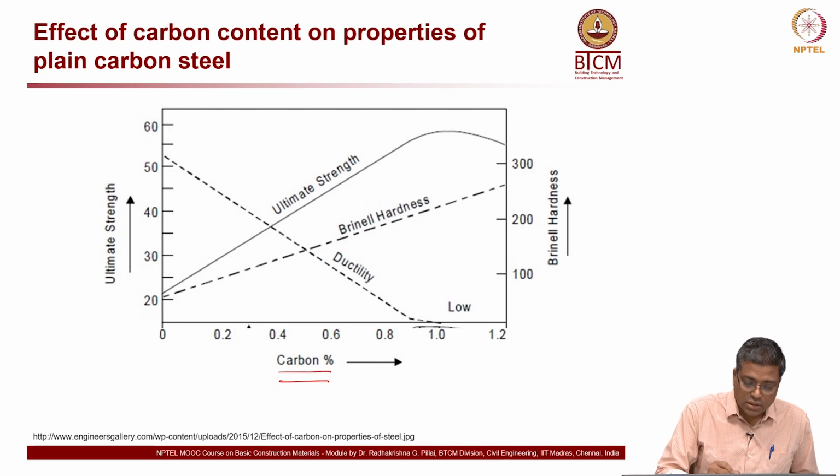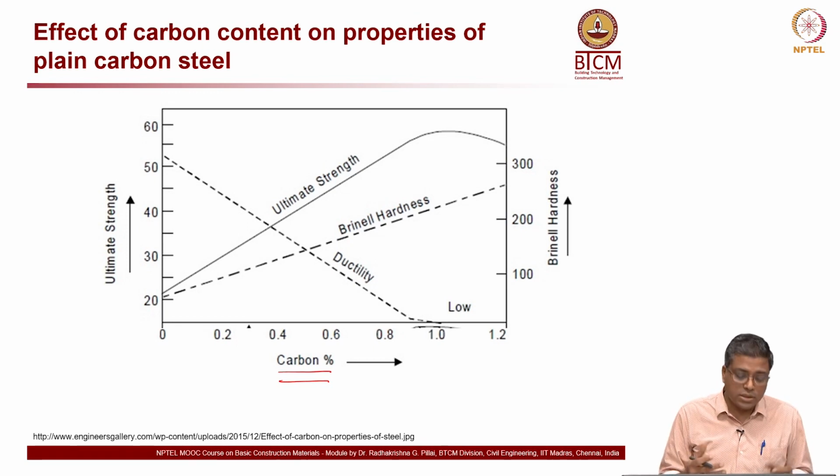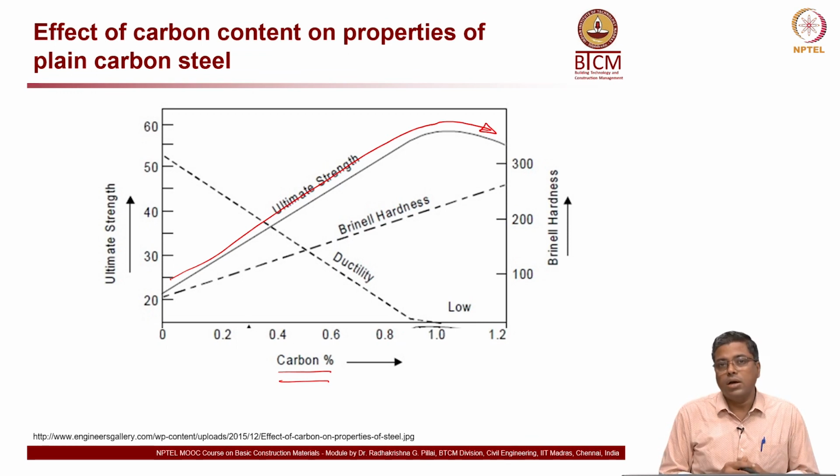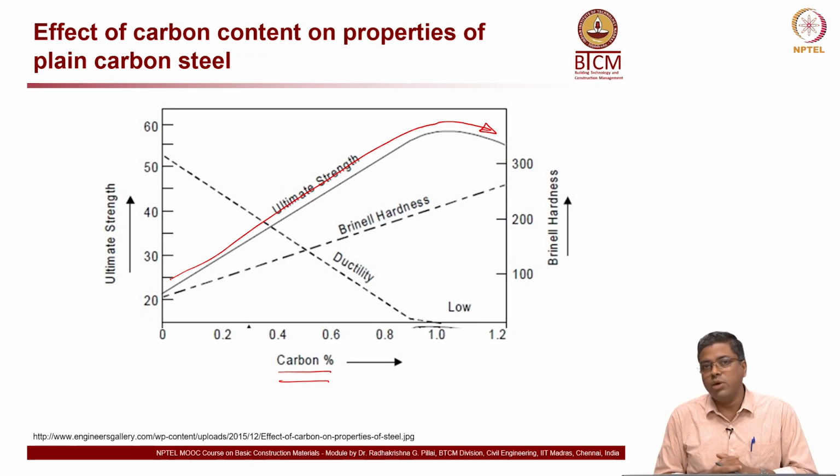So, let us look at this solid curve here. That is the tensile ultimate strength, or tensile strength, of the material. You can see as the carbon content increases, initially the tensile strength increases, and then at about 1% it peaks, and then if you keep on increasing, the strength decreases.